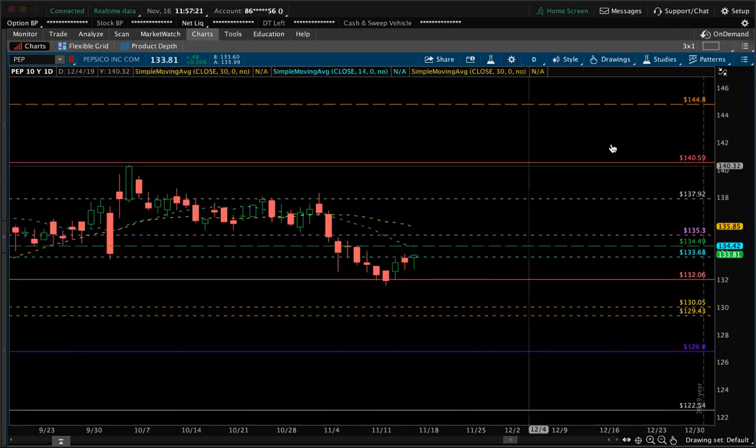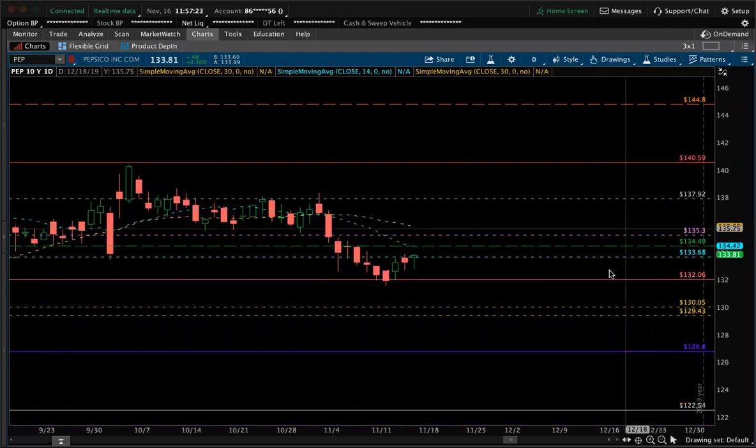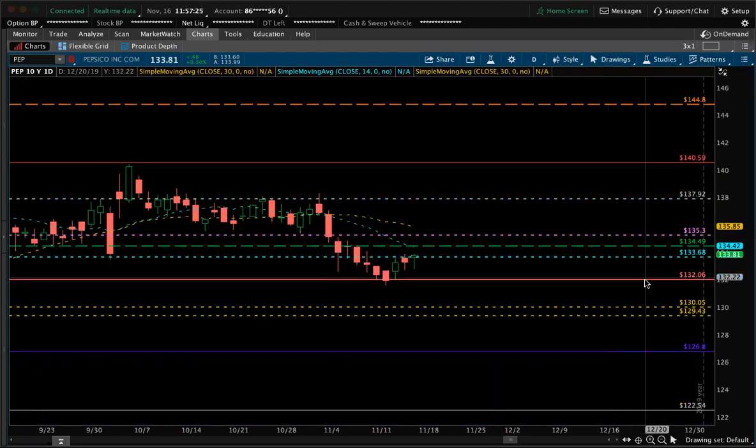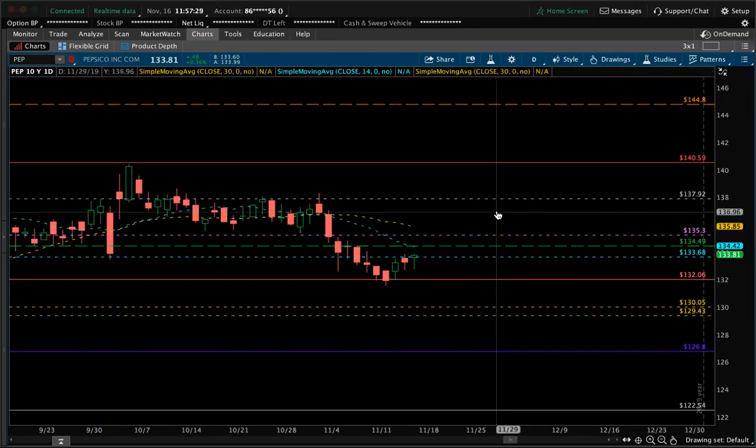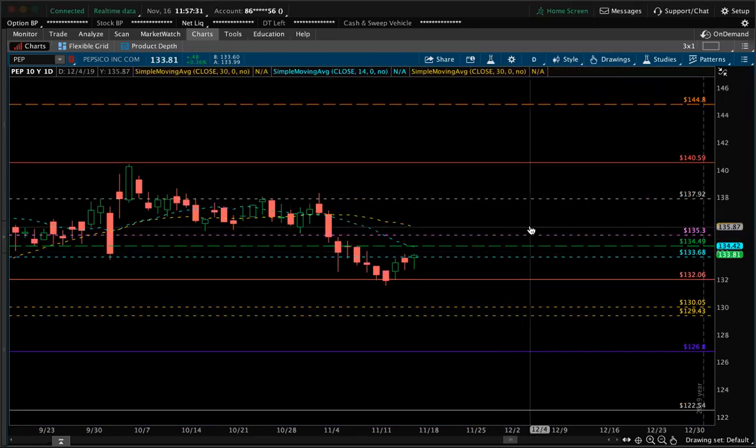Like right now, look, the upper red bar is 140.59, and the lower red bar is 132.06. So now we're within range. We need to get above the 135.30 for this trade to really work out and become another long-term play, so we can make it a core play. I want to make this a core play. That's what I want to do this week. I want to make Pep a core play because I like the setup.